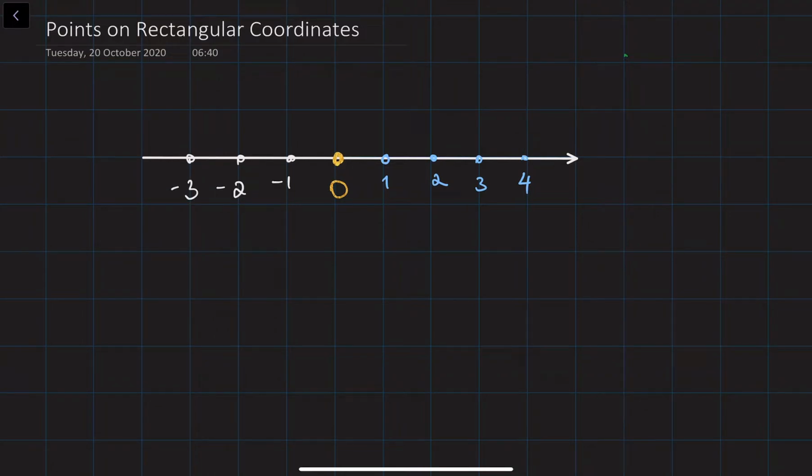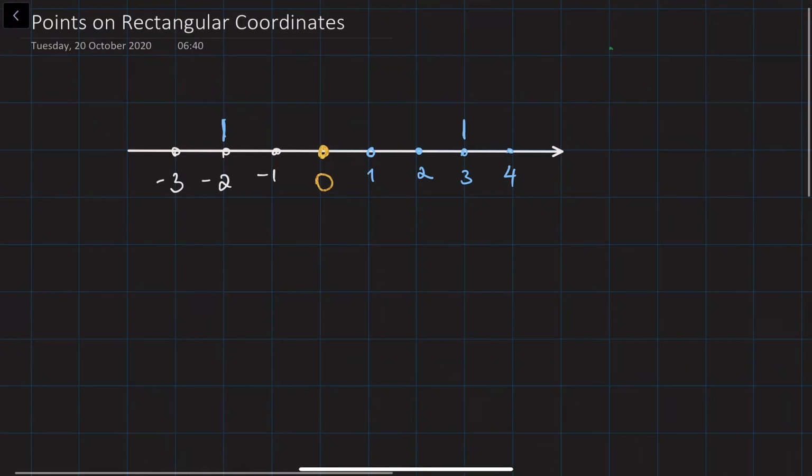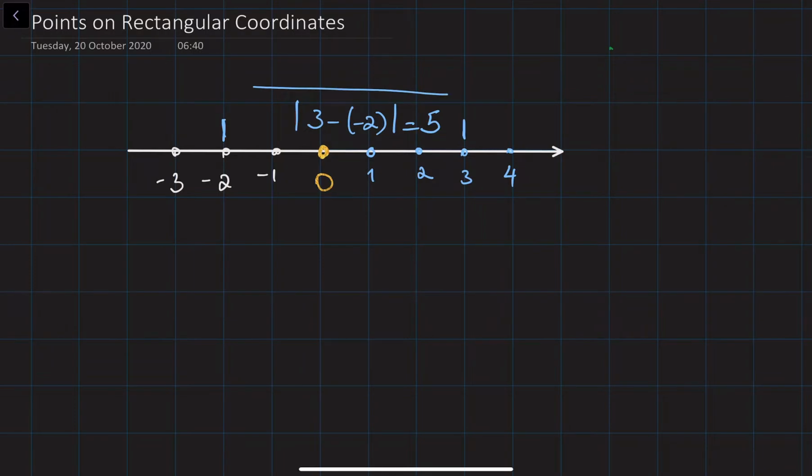And if we would like to find the distance between 2 points on the number line, for example, the distance between 3 and -2, I just need to subtract them and take the absolute value. So 3 minus -2, and we have to take the absolute value, and this is going to be equal to 5. This gives us the distances on the number line.